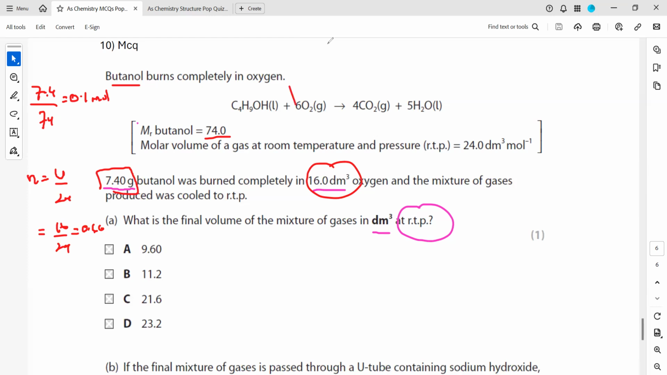If this is 0.1, this is also 0.66. So it means there's a complete reaction. As they already mentioned, it burned completely, so no reactant is left behind. Now we want a product. So how to get a product? Any one of the reactants we can use to work out the product: the final volume of the mixture of the gases.